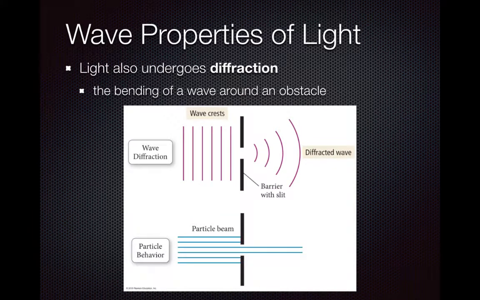Now, light also undergoes diffraction, which is the bending of a wave around an obstacle. So if we look at how waves pass through a very thin slit, we see that even straight waves here turn into curved waves here as they pass through. You can kind of imagine as the wave is passing through, they kind of get dragged off those edges there and create those curves. Okay, particle behavior just goes straight through, and doesn't get diffracted at all. So there are some ways in which light behaves as a wave, and some ways in which it behaves as a particle.